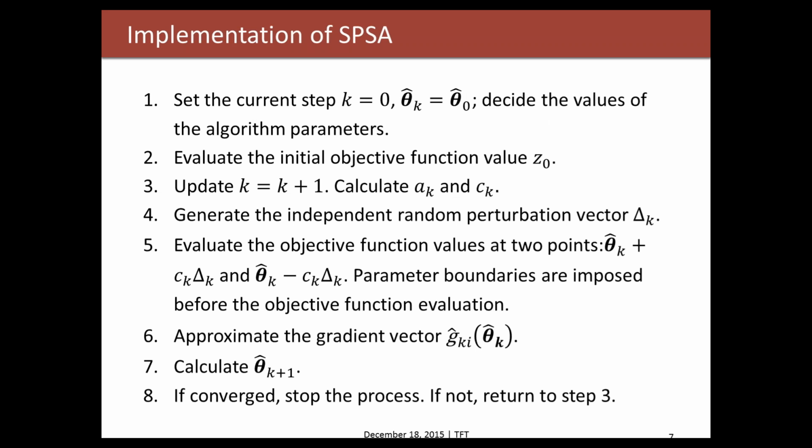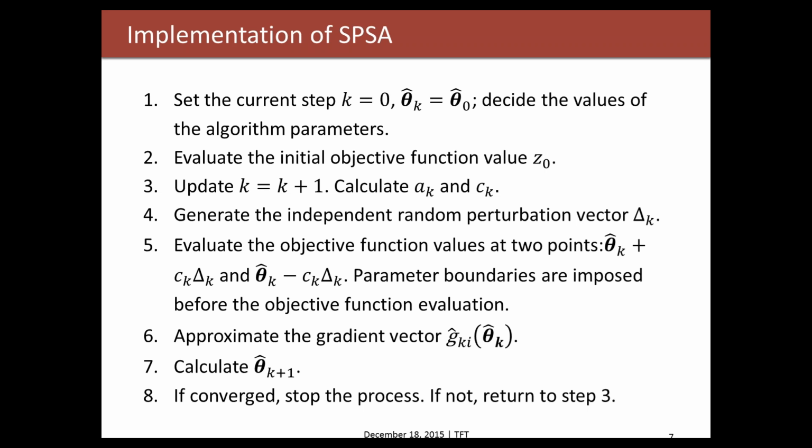So then we can compute the value of the initial objective function for z0. This means we can run our first simulation, and we can see how far we are from the observed values. And then we start the algorithm in an iterative manner. So we update the step size, we calculate the new a_k and the c_k, and then we generate independent random perturbation vectors for our estimation of the gradient. And then we can evaluate the objective function at two different points. So when we perturb the parameters by a plus value and a minus value, then we check for the boundaries of our constraints, and then we can estimate the approximation of our gradient vector using the previous formula.